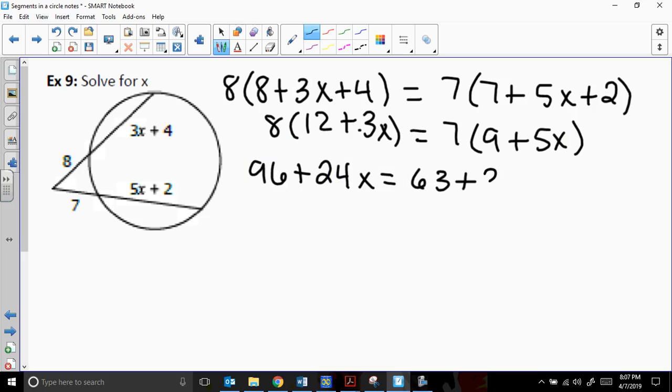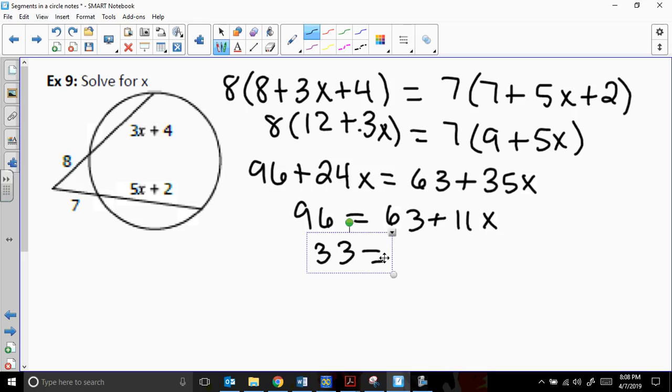63 plus 35x. Now we're just going to solve for x by subtracting 24x from both sides. So we have 96 equals 63 plus 11x. I'm going to subtract 63 from both sides. I'll wind up with 33 is equal to 11x. Divide by 11. 3 is equal to x. And that's what we're looking for. So we're done.